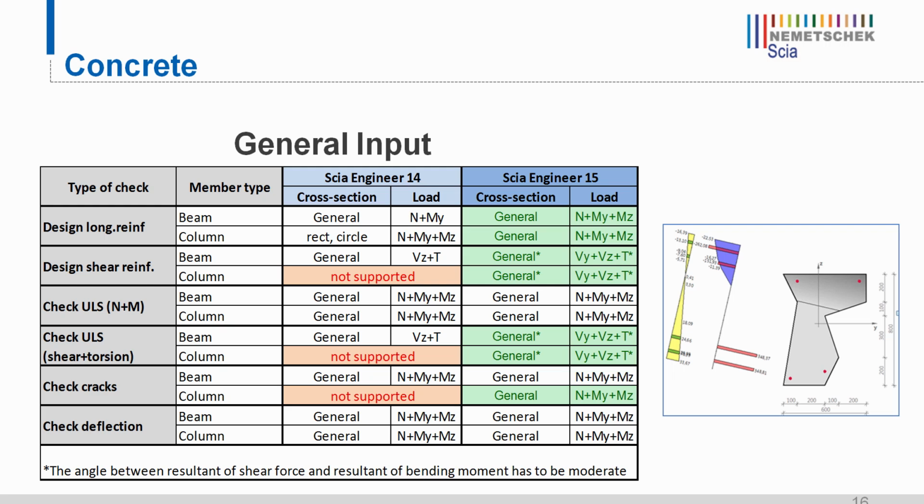Here you can see a small overview of the general input compared with the Scia Engineer 14 and 15 version. As you can see, arbitrary sections are now supported for the design. Also for the check is this the case. Especially for columns, there has been made a lot of improvements, as you can see in this table.